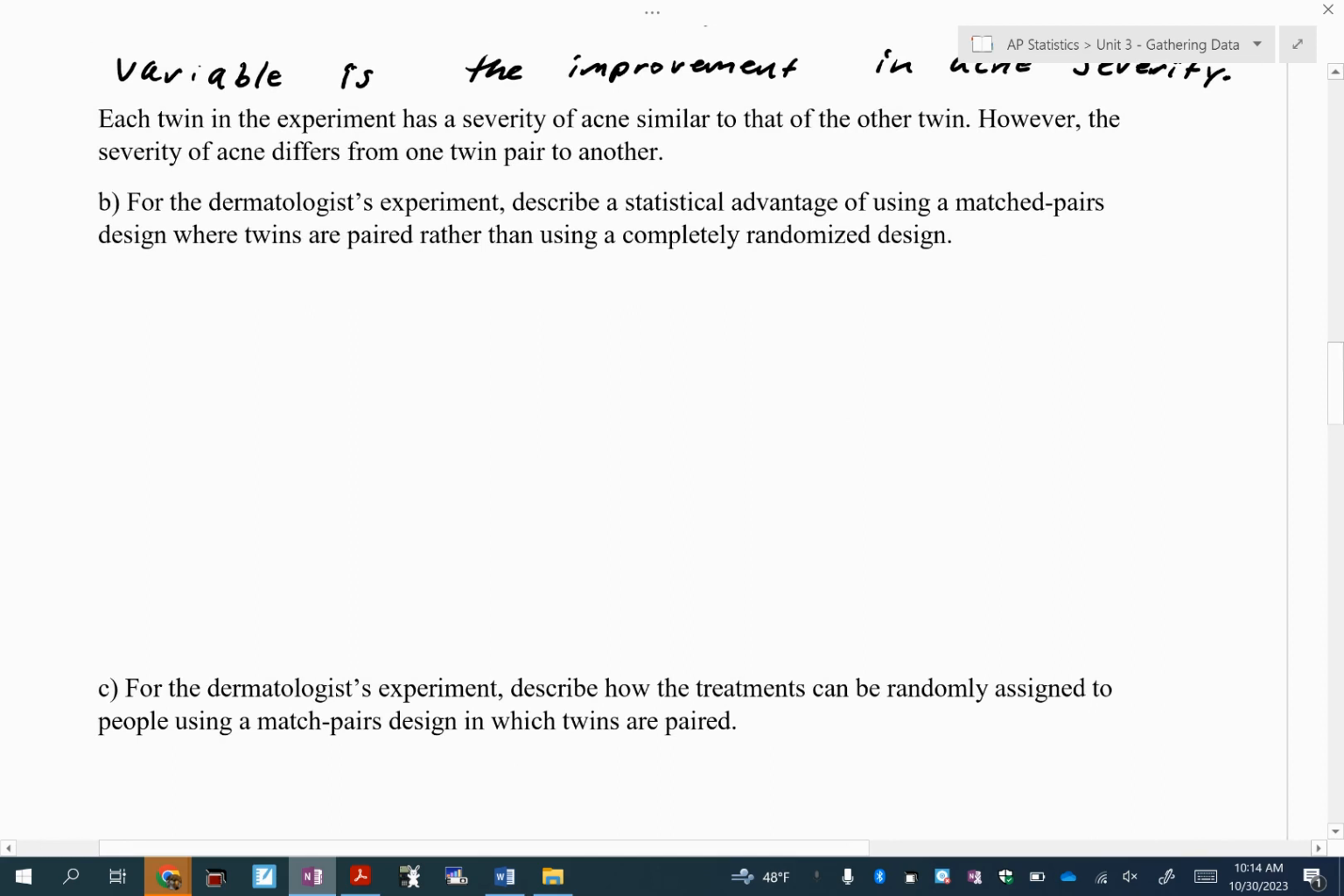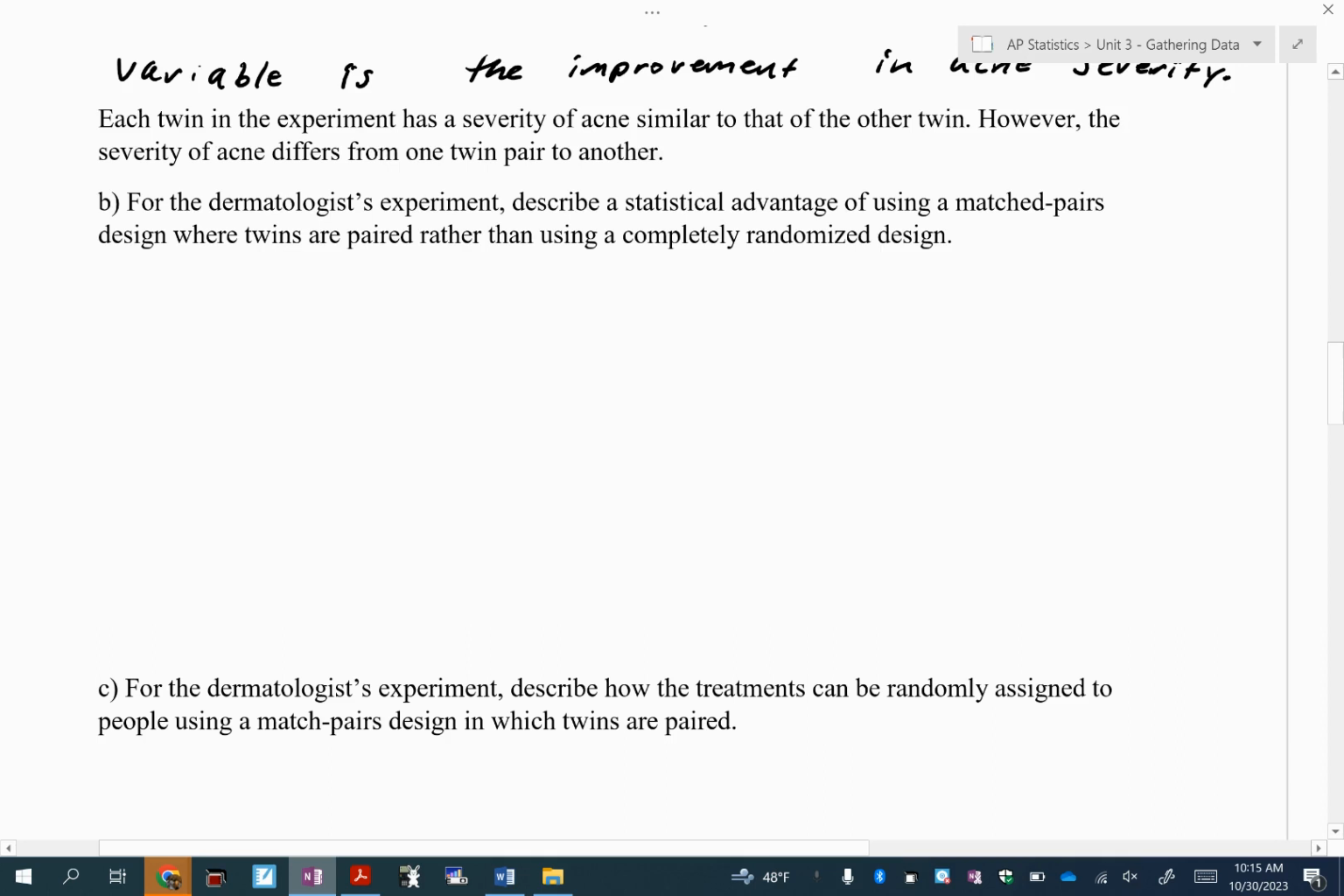It says, each twin in the experiment has a severity of acne similar to that of the other twin. However, the severity of acne differs from one twin pair to another. In the dermatologist's experiment, we want to describe a statistical advantage of using a matched pairs design where twins are paired, rather than using just a completely randomized design, where we don't really take into account at all the fact that these are twins. All right.